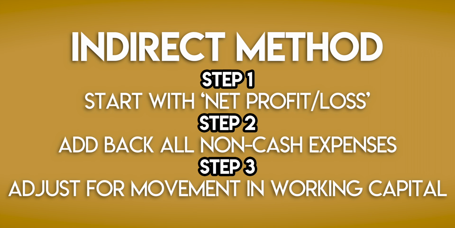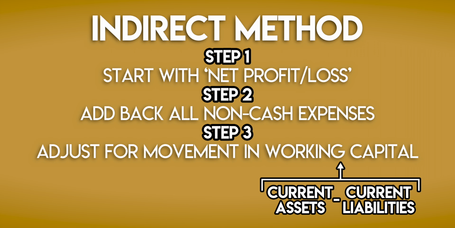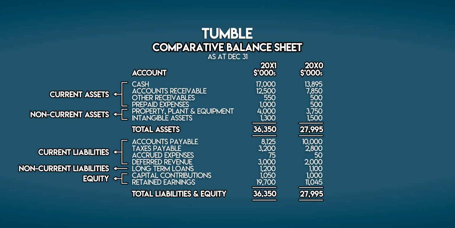Step 3. We need to adjust for the movement in Tumble's working capital. Working capital is the difference between current assets and current liabilities. Ignoring cash, current assets are typically made up of inventory and receivables, and current liabilities are payables. We can find the movement in all of these on Tumble's comparative balance sheet. It doesn't look like Tumble has any inventory, but they do have some receivables.